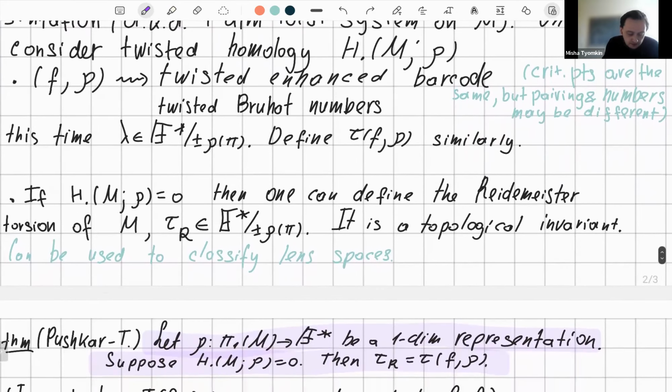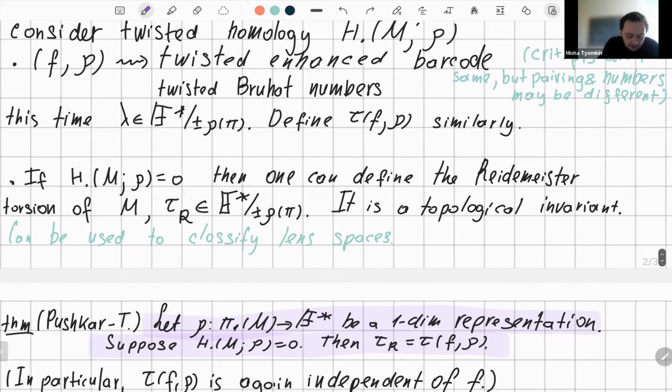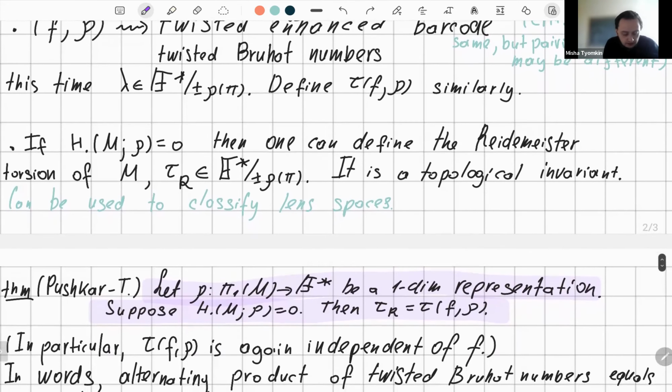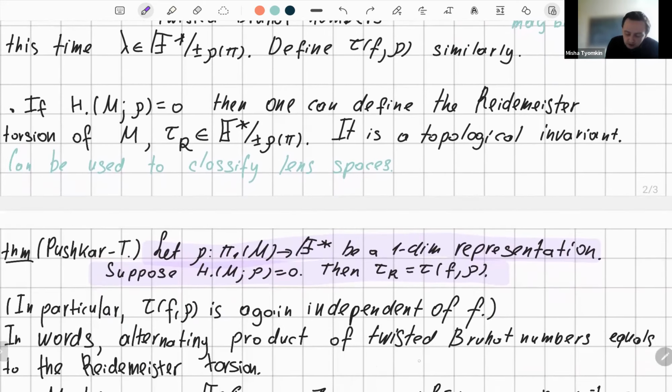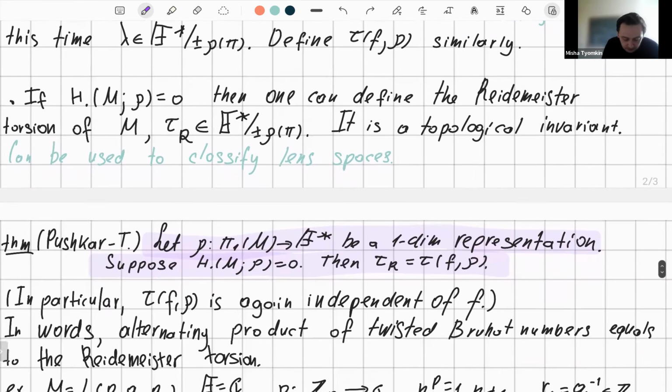So the grown-up version of the theorem says that suppose I'm given a one-dimensional representation of pi1, and suppose that twisted homology vanishes. So I am in the position of defining the Reidemeister torsion. The Reidemeister torsion is only defined when the twisted homology vanishes. Then Reidemeister torsion equals tau of f and rho. So in particular, this tau is independent of the function, and in words, the alternating product of all the twisted Bruhat numbers equals the Reidemeister torsion. In particular, it is independent of the function because the Reidemeister torsion depends only on the manifold, right? So this is the grown-up version.